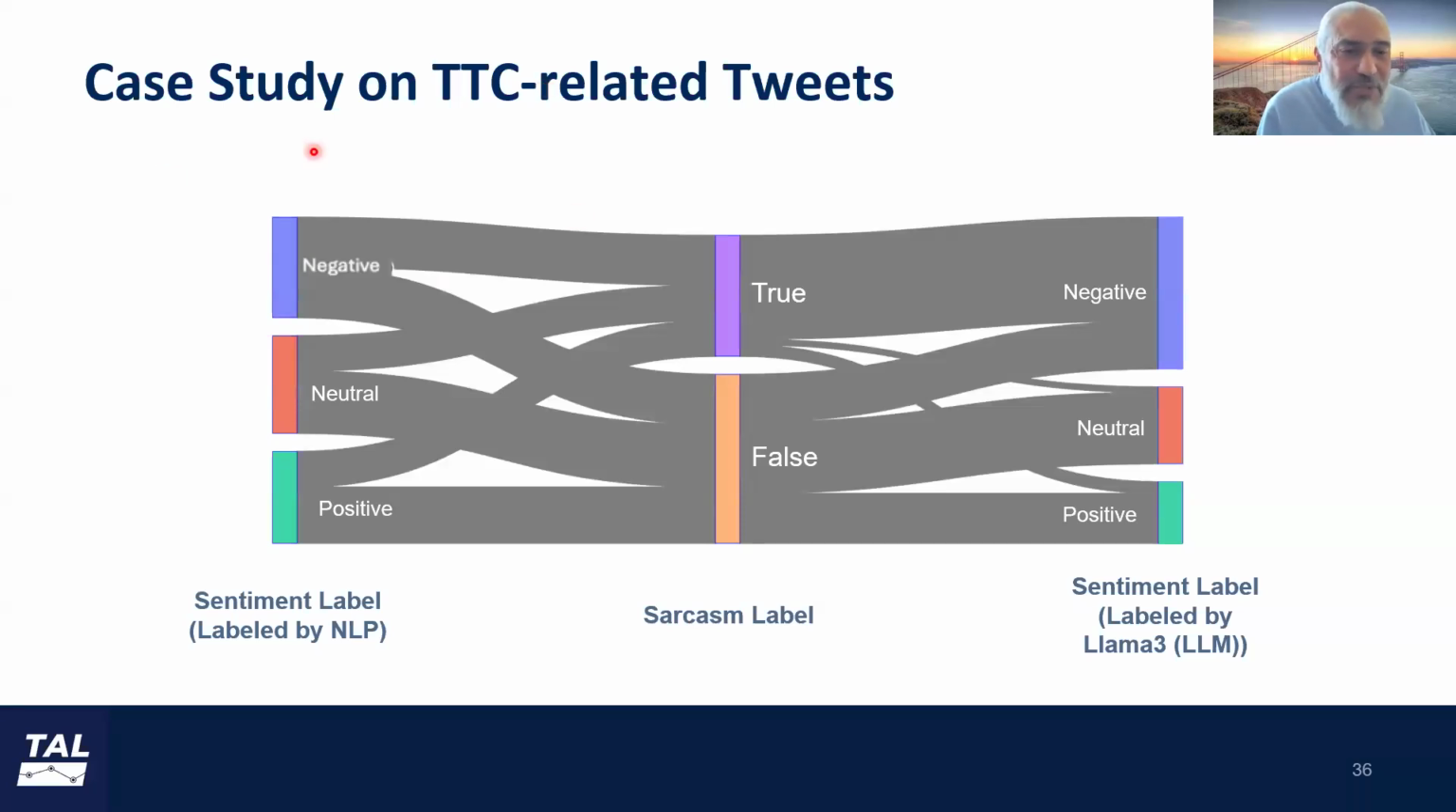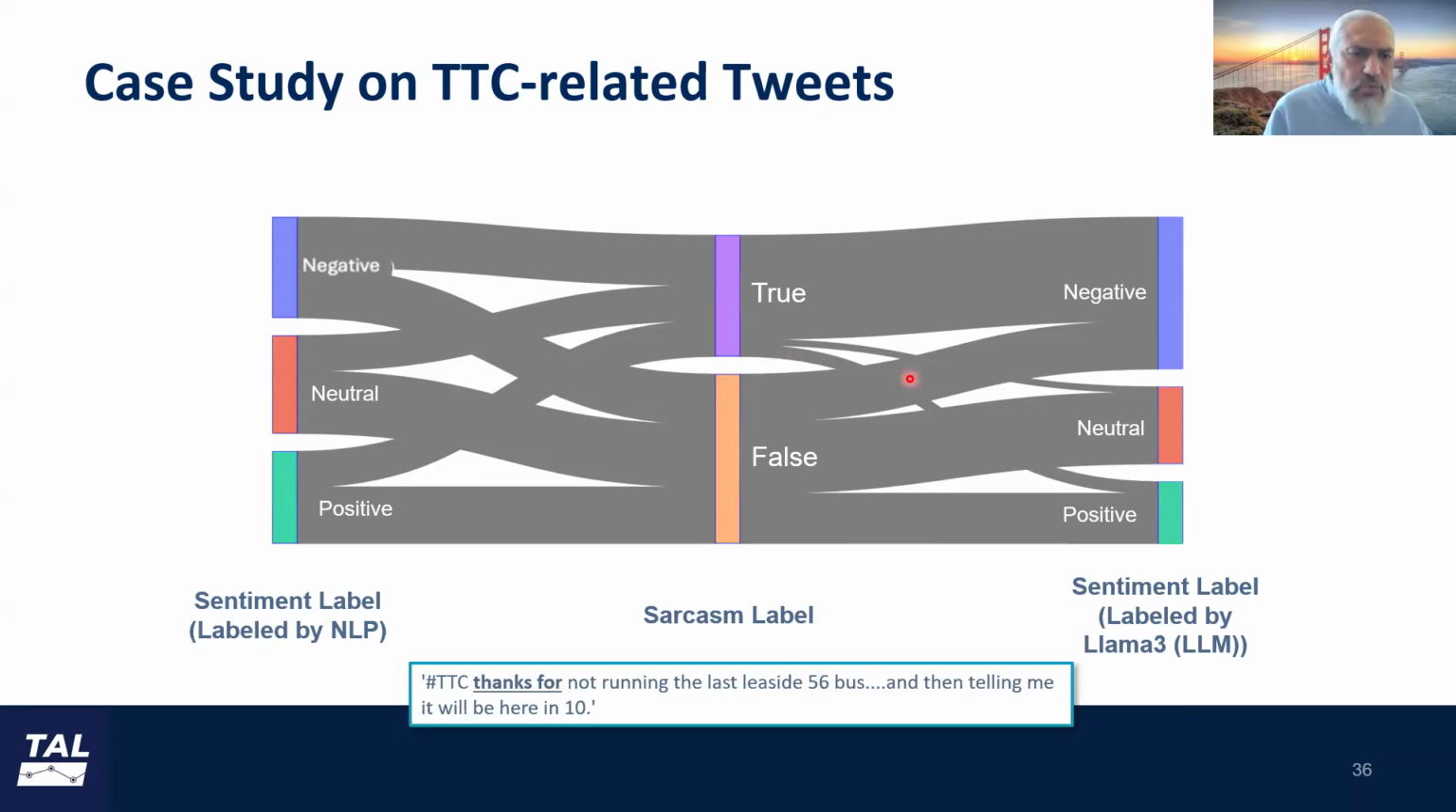phenomenal, actually, because we had the previous work we did using NLP and then the large language model work. And we actually used Llama 3. If you are interested in knowing which large language model we used, it's Llama 3 because it's open source. And look, for example, at this tweet. Someone is saying, "TTC, thanks for running the last Leaside 56 bus and then telling me it will be here in 10 minutes."